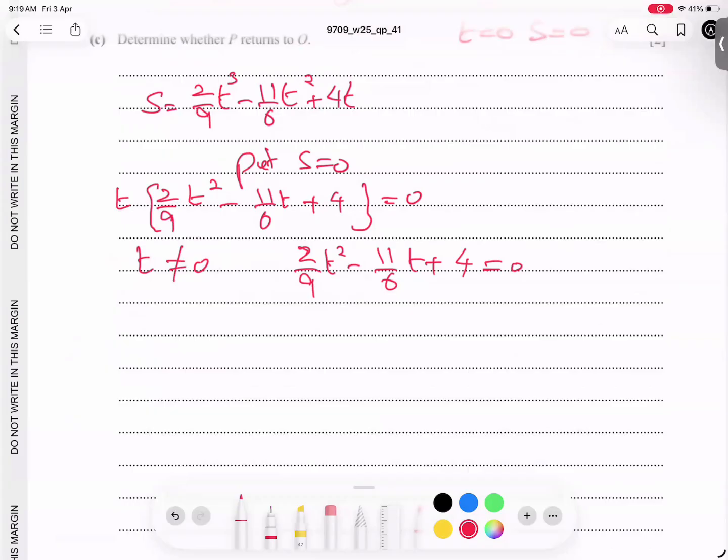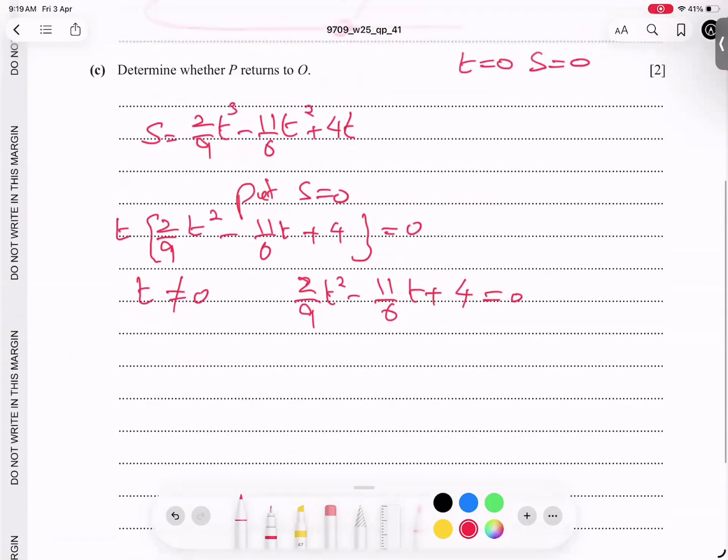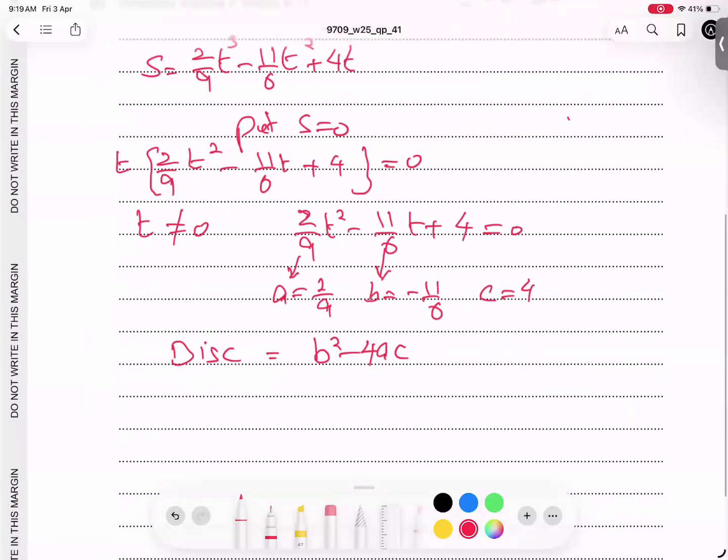One, apply the quadratic formula and show the answer and prove that this answer is not possible. Second option, this is the value of A, this is the value of B, and this is the value of C. You know the discriminant will be B squared minus 4AC. In the square root we have B squared minus 4AC, outside negative B plus or minus, divided by 2A. If this answer comes negative, then we have no real solution. It means it will not turn back.